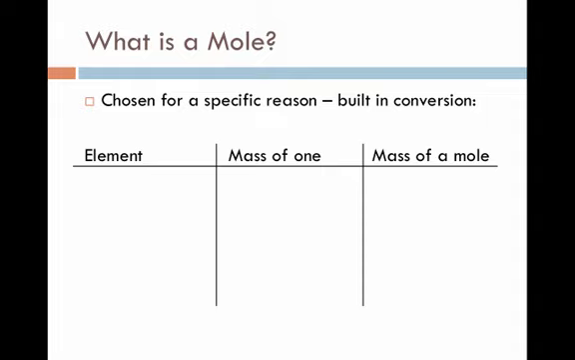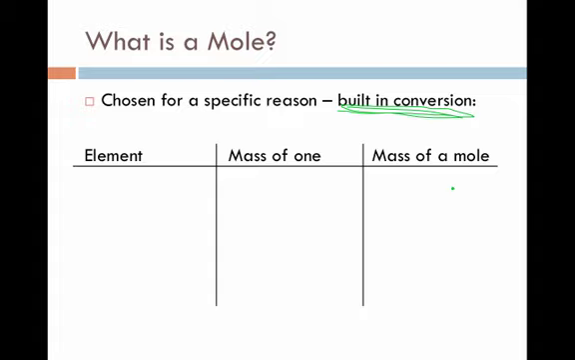Before we get too much further, it's important to realize that this number was chosen for a very specific reason. It's not just a random number. The reason it was chosen is it has what we'll call a built-in conversion factor. Without 6.022 times 10 to the 23rd, you would have to do tons of extra mathematical steps every time you did a calculation, and it would make your life a lot more difficult. Luckily, the scientist who came up with this number, a fellow by the name of Avogadro, came up with this idea that eliminates a lot of that extra work.